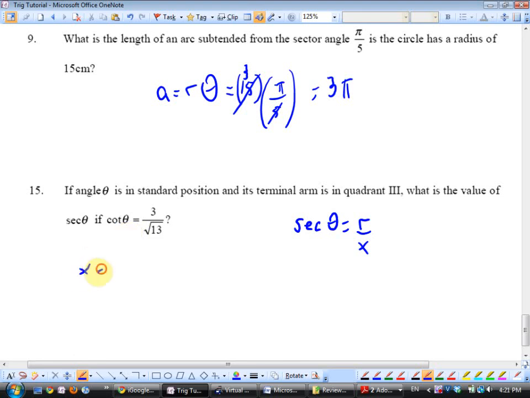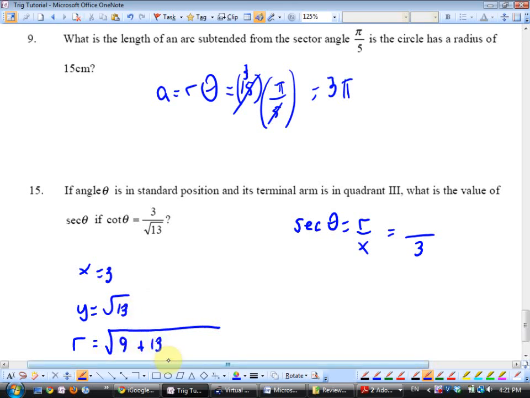I think X is 3. Oh, by the way, I'll do that right away. And Y is root 13, so I need to find R. R squared equals X squared plus Y squared. R is going to be the square root of X squared plus Y squared. R is going to be root 22.